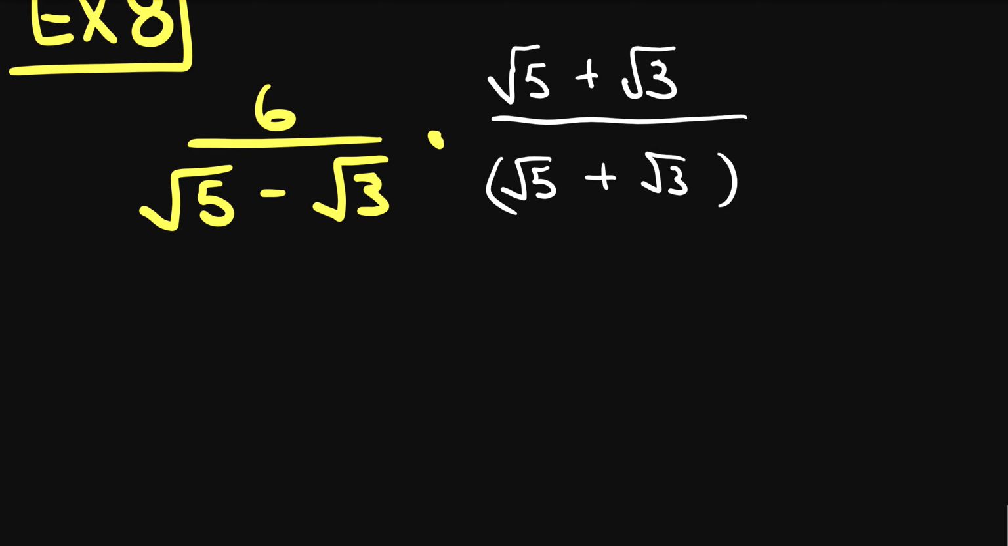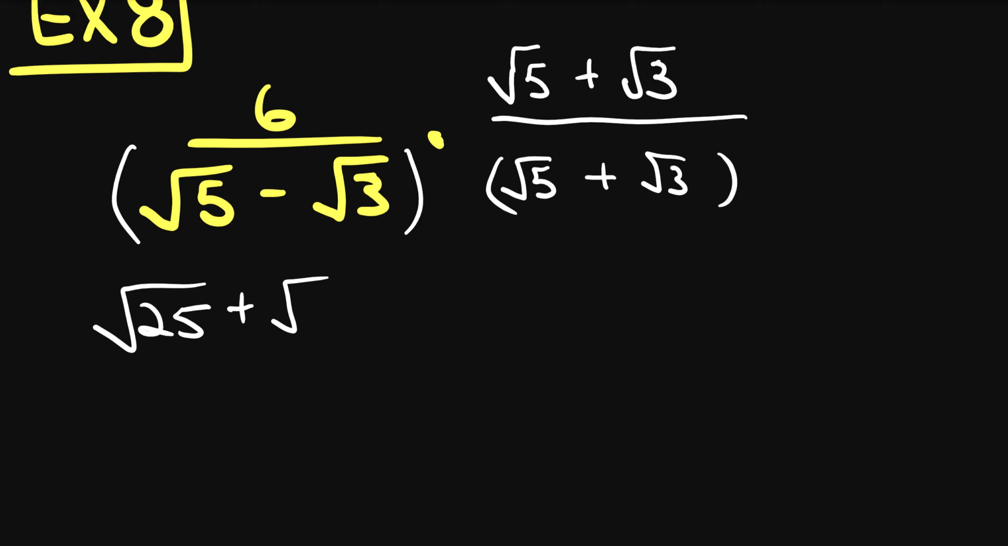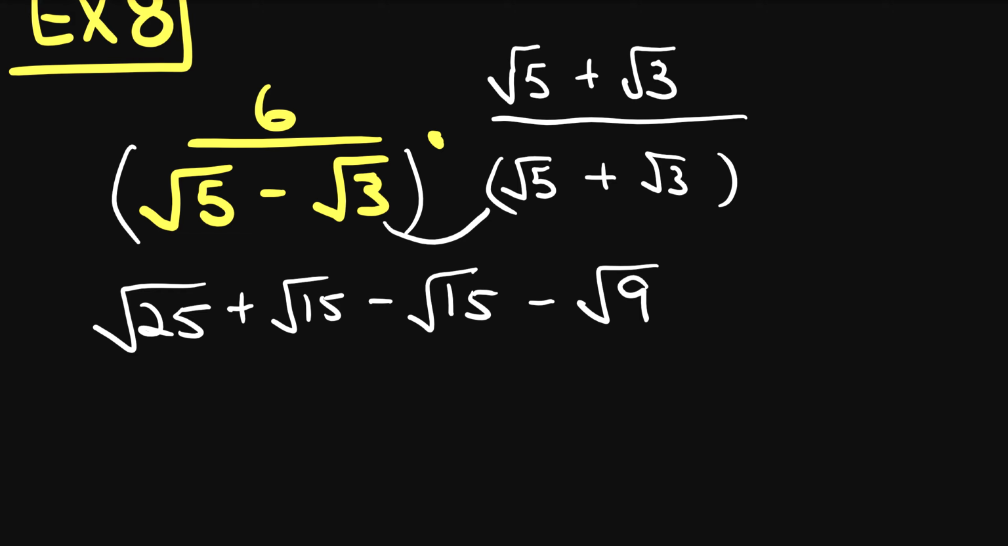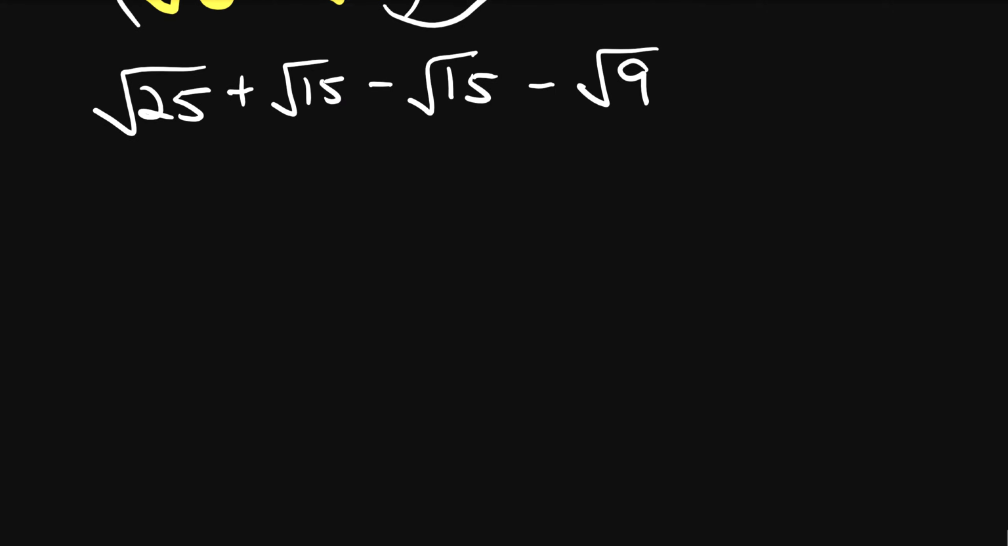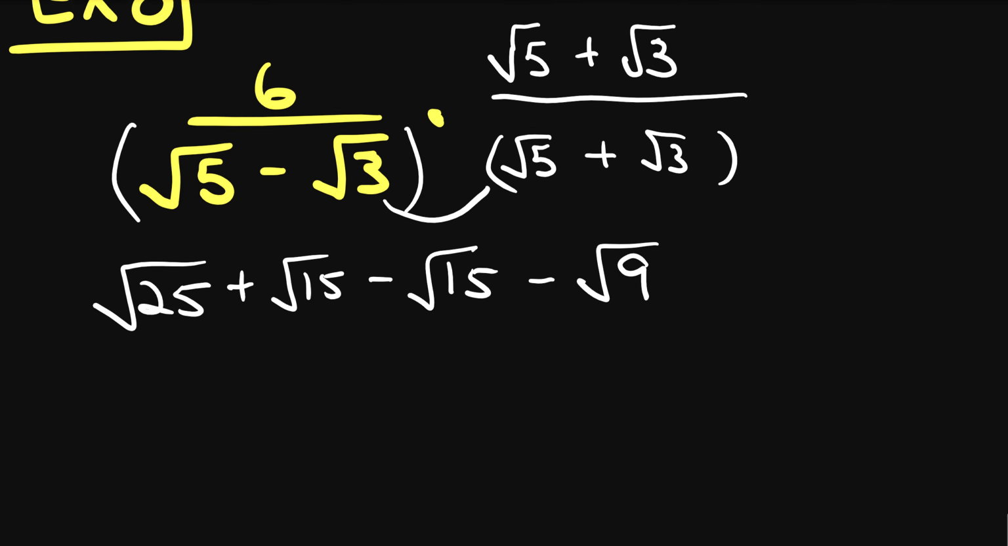So when I multiply these two, again, I'm FOILing that. I have square root of 5 times the square root of 5 is the square root of 25. Outside is positive square root of 15. Inside here is negative square root of 15. And last is going to be negative square root of 9. I don't want to forget, I have to do the numerator too in this problem.